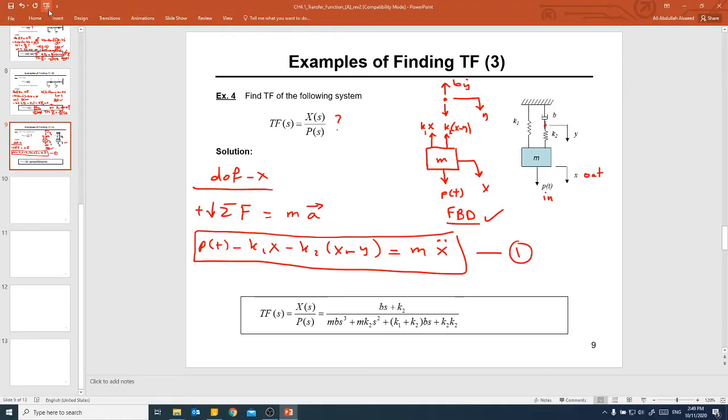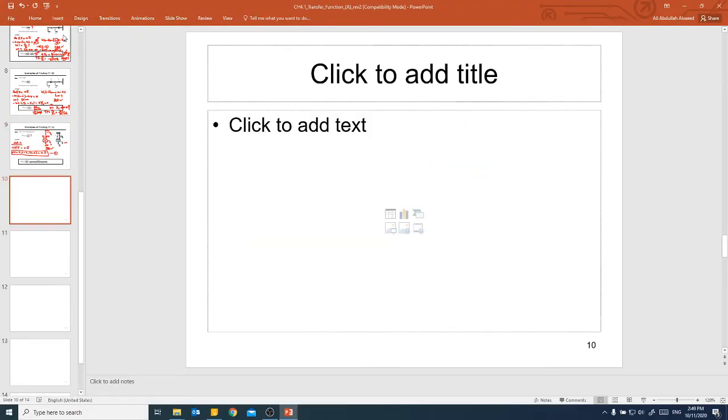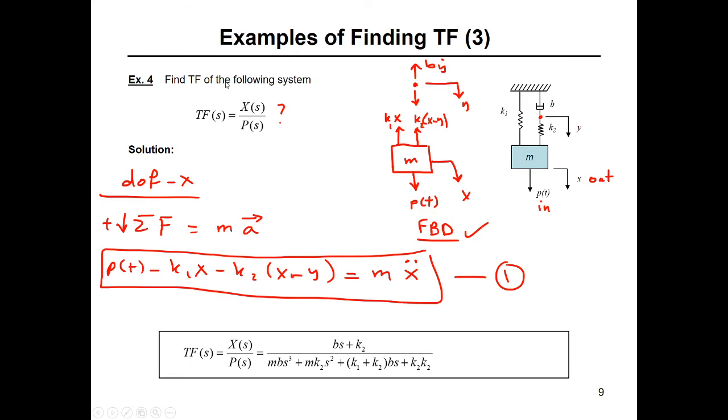Let me redo this again. Nothing, no problem. Let's do it again. Where are we? Let me do degree of freedom y again. No problem. We have to be very patient with this online teaching.